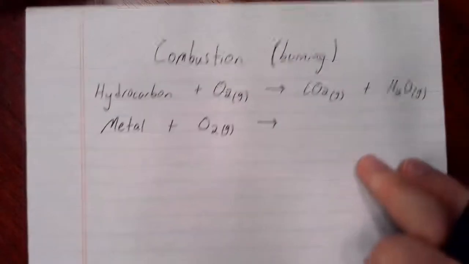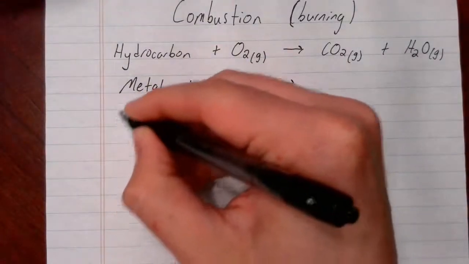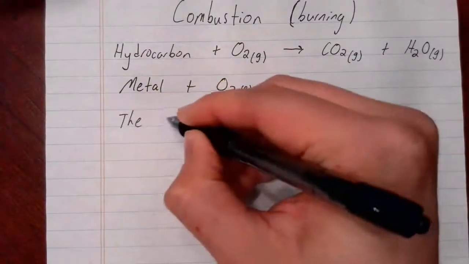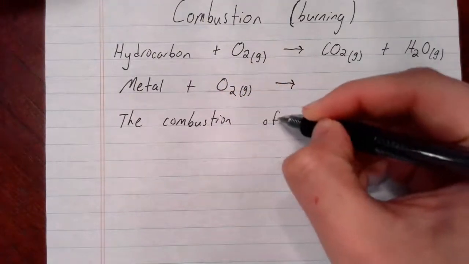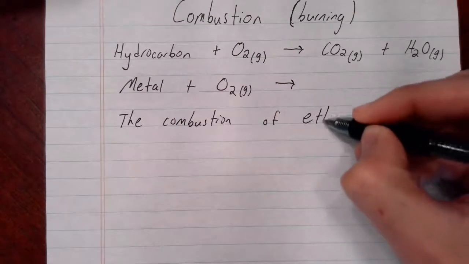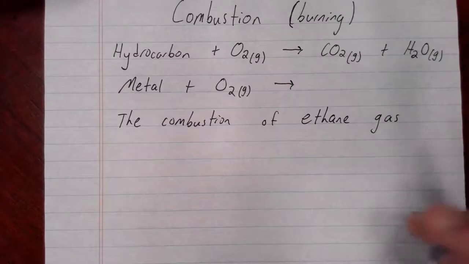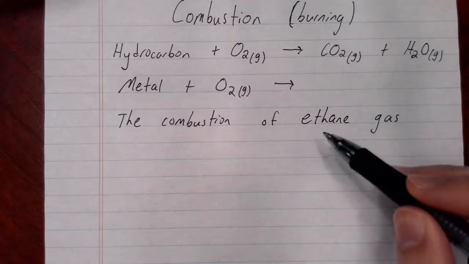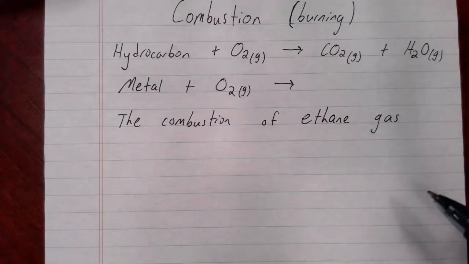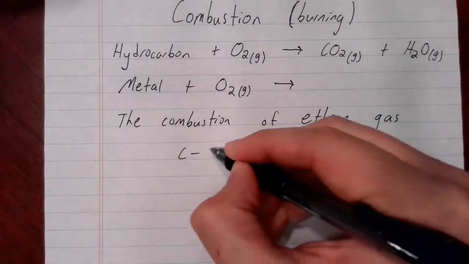Let's get a few examples here. Okay, so I can say, let's see, the combustion of, we'll just say, ethane gas. Okay, so this requires a little bit of thought here. First, we have to decide what ethane gas is. So remember, E-T-H tells me two carbons, and A-N-E tells me only carbon-carbon single bonds. Okay, so it's two carbons bonded together.